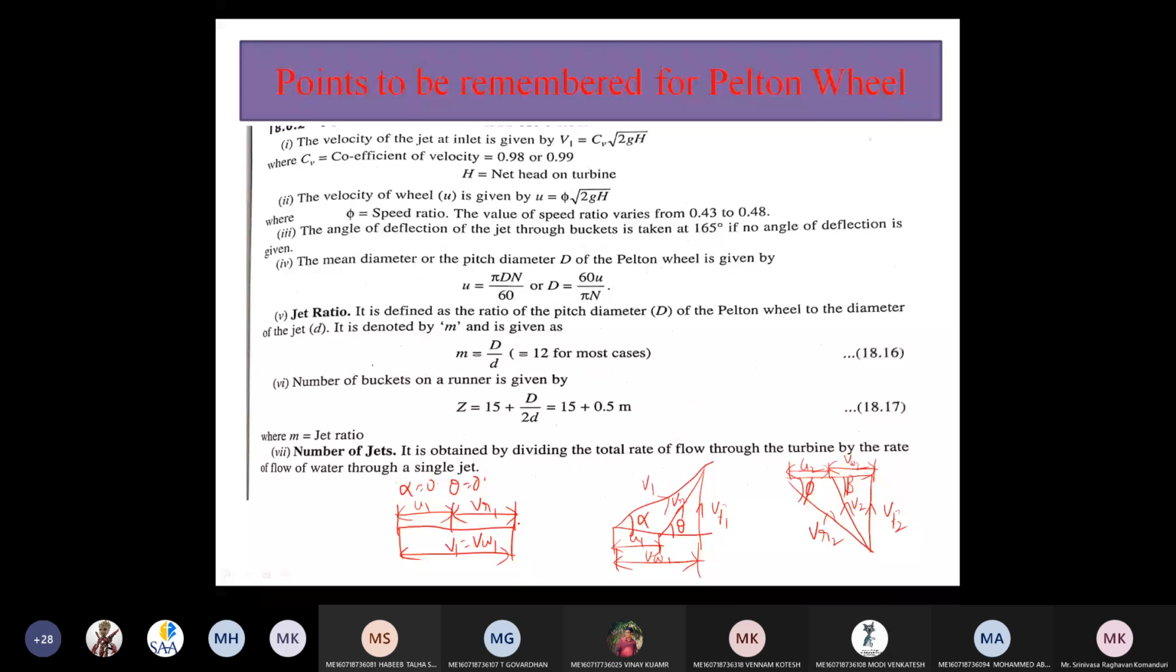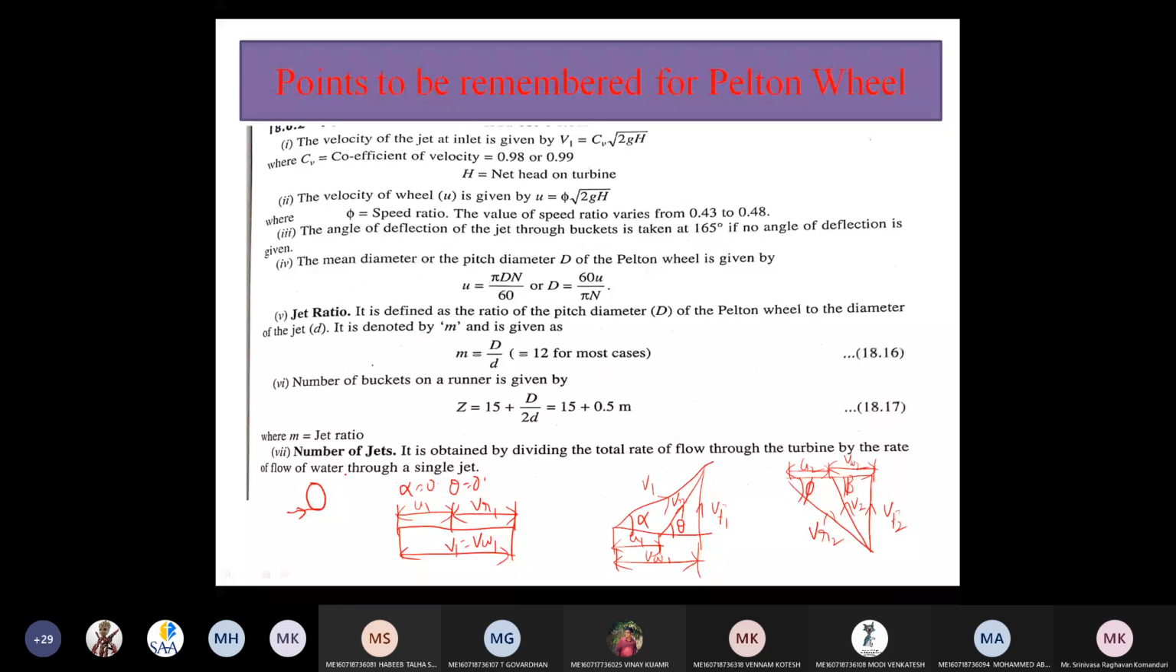See, if it is a Pelton wheel, a jet of water is coming and hitting in the horizontal direction, like a tangent. That's why you are getting a horizontal line. The outlet velocity triangle remains the same.